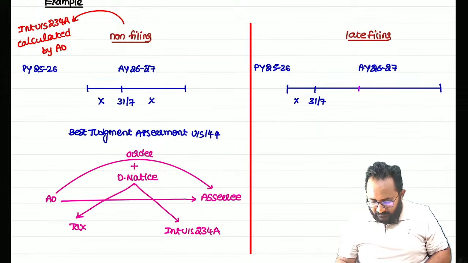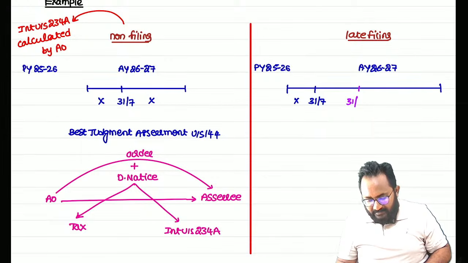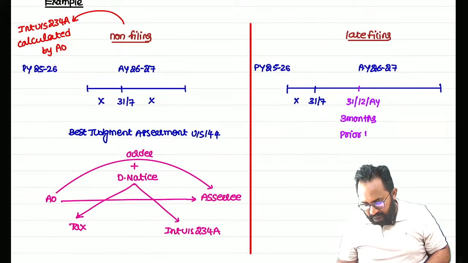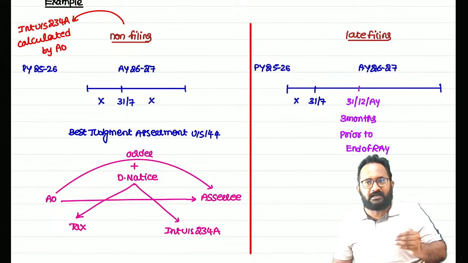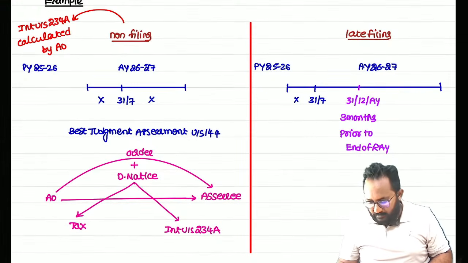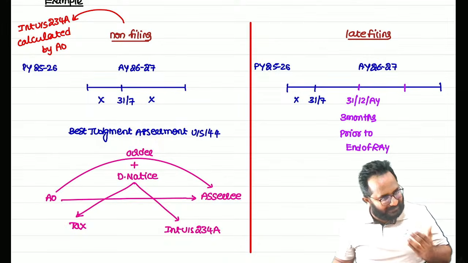Yes, that is nothing but 3 months prior to the end of the relevant assessment year, that is 31st December of an assessment year. What is that? 3 months prior to the end of the relevant assessment year. End of what? The relevant assessment year. What is that? Assessment year ending March. 3 months prior means what? 31st December.